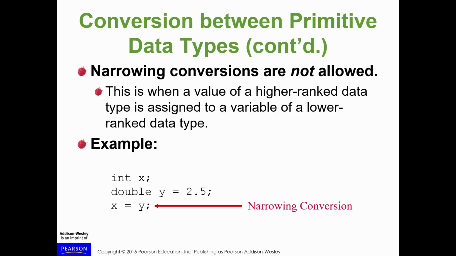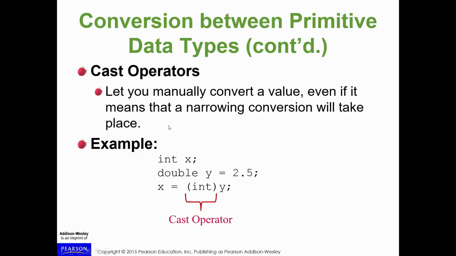But you can't go the other way, and that's what we looked at before, and that is referred to as a narrowing conversion. So widening conversions, where you go from a smaller to a larger, or assign a smaller one in rank to a larger one in rank, that's okay. Narrowing, when you assign a larger or higher ranked data type to a lower ranked, that's illegal. And that's the example we saw before.